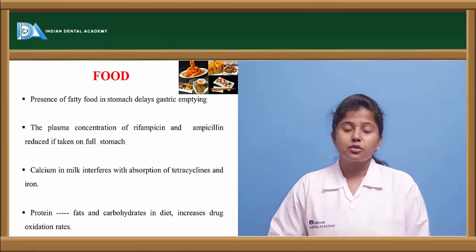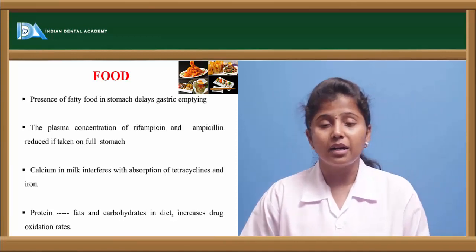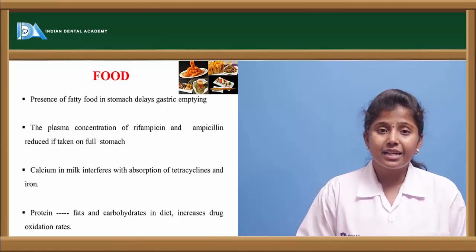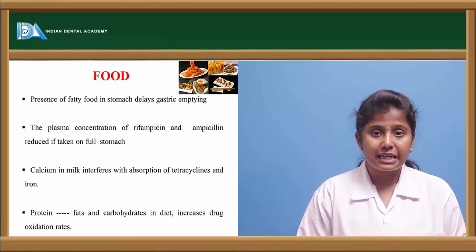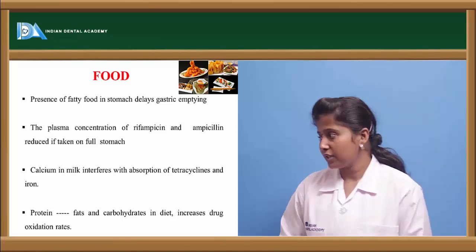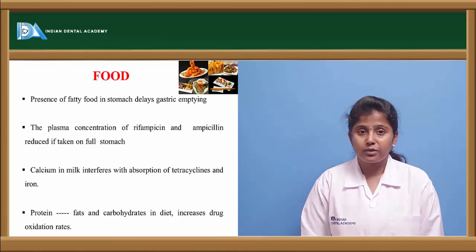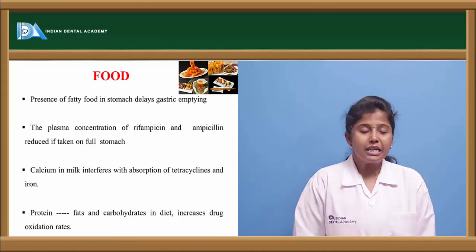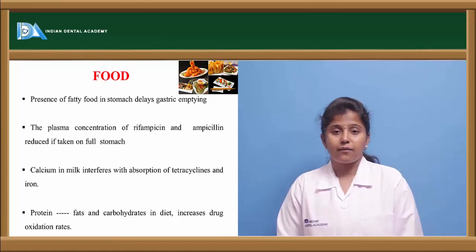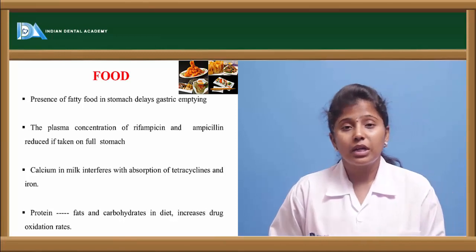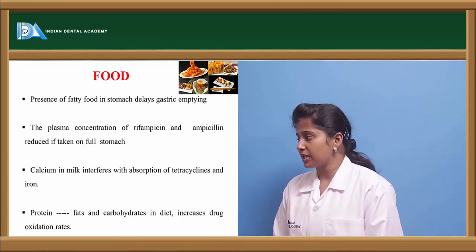And the calcium. The calcium which is present in milk, or the calcium which is present in the diet, will interact with the drug called tetracycline, leading to permanent staining of the teeth. And the proteins, fats and carbohydrates which are present in the food increase the drug oxidation level. So the drug will get oxidized more if protein, carbohydrates and fats are present in the diet.